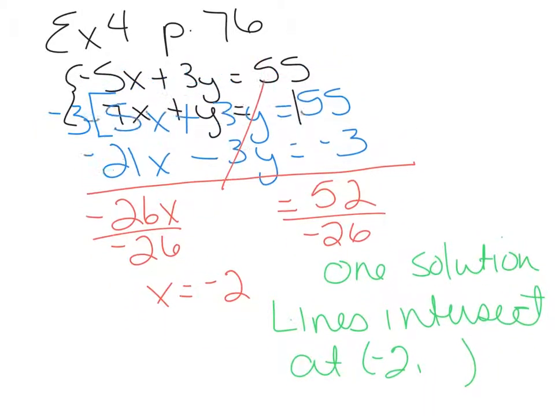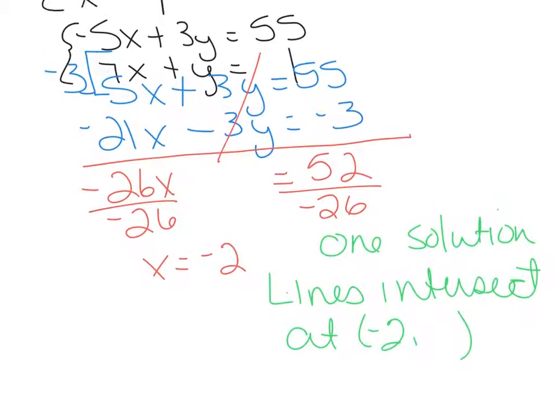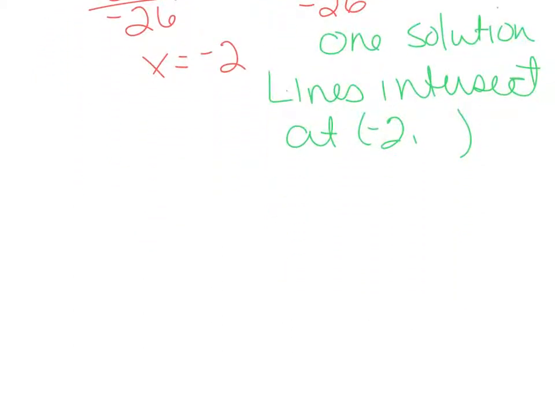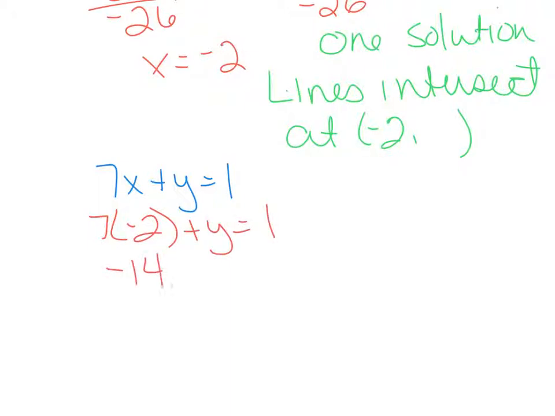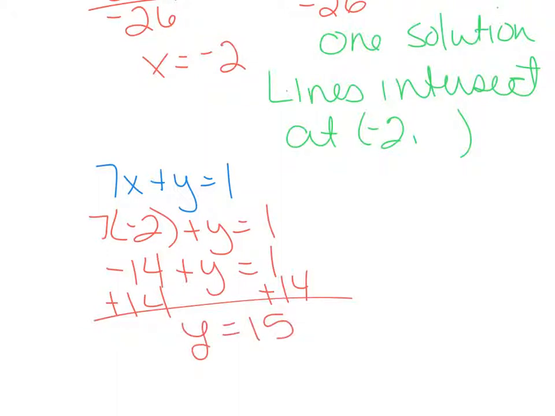I'm going to carry it down here. 7x plus y equals 1. Then I'm going to put x in here and solve for y. So that's going to be 7 times negative 2 plus y equals 1. Negative 14 plus y equals 1. We need to add this 14. We get y equals 15. And that will be your y coordinate there.